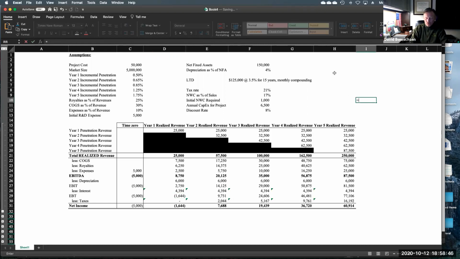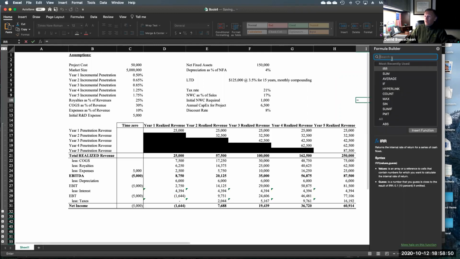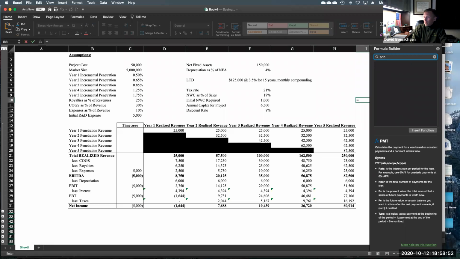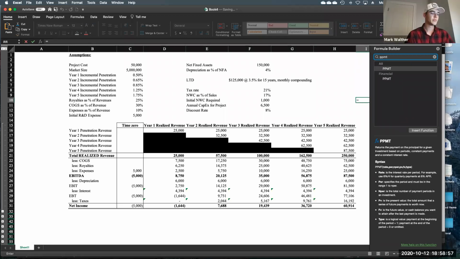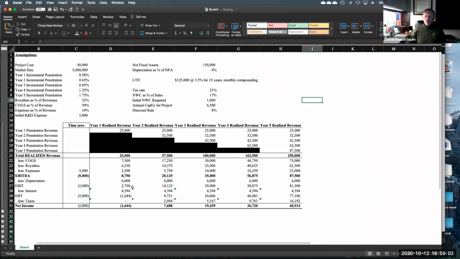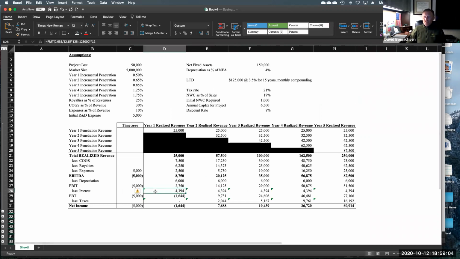So let me just look at it real quick. Yeah, it's still PPMT. Okay, so you can break this down if you wanted to. We could break this down instead of just using the equals PMT. We could break it down into the equals IPMT purely from an interest standpoint. But for this class, we're going to keep things a little simple and just use the equals PMT function.